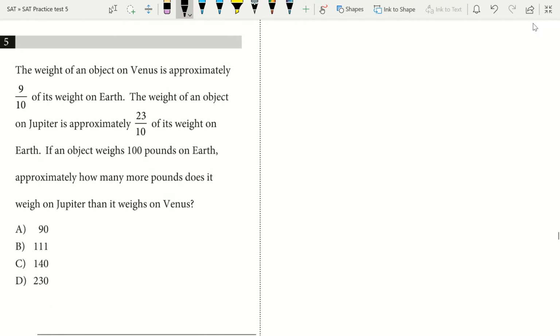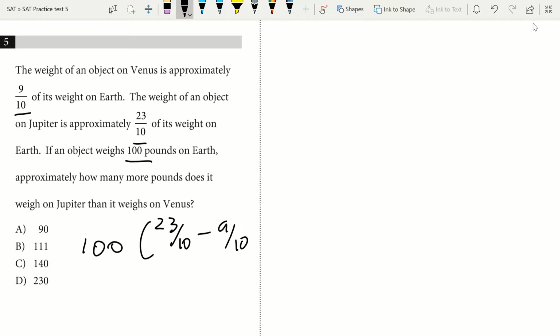Question 5. The weight of an object on Venus is approximately 9/10 of its weight on Earth. The weight of an object on Jupiter is approximately 23/10 of its weight on Earth. If an object weighs 100 pounds on Earth, approximately how many more pounds does it weigh on Jupiter than on Venus? Well, we see on Jupiter, we weigh 23/10 of what we weigh on Earth. And we see on Venus, we weigh 9/10.